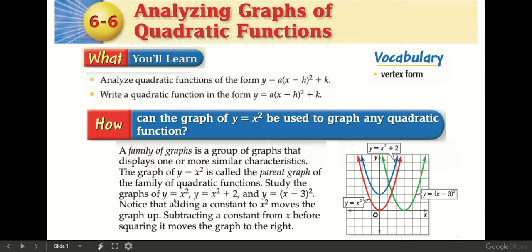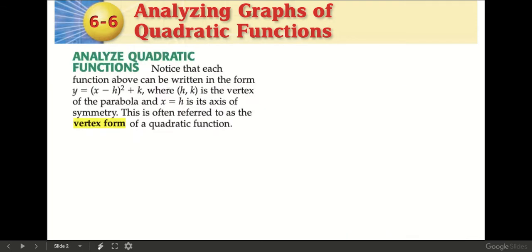So if we were to study the graphs of y equals x squared plus 2, and y equals quantity x minus 3 squared, notice that adding a constant to x squared moves the graph up, right? So if this is the normal parent function, if you add 2 to this one, it moves it up 2 units. And then also notice that subtracting a constant from x before you square it moves the graph to the right 3 units. So these are the things we're going to be exploring today.